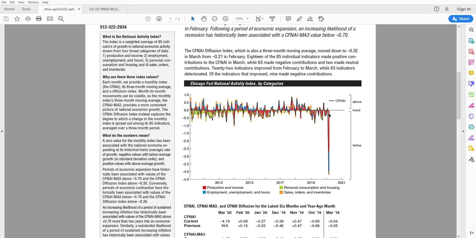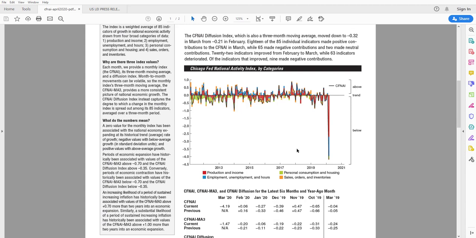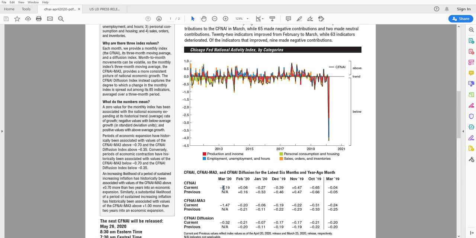And in March and April of 2020, we see that this is a very, very historic event with this indicator going all the way down below negative 4. It's never happened before in the history of this National Activity Index. So as you can see right here, these are very unusual times. So we are predicting a very, very bad slowdown with the economy based on the data after March 2020.